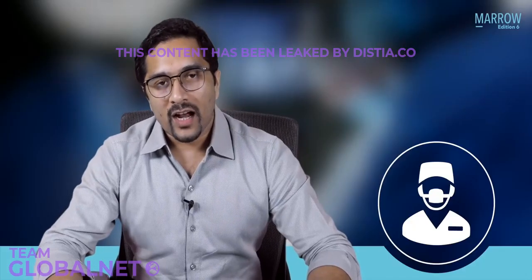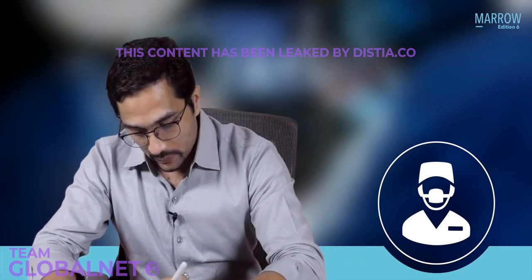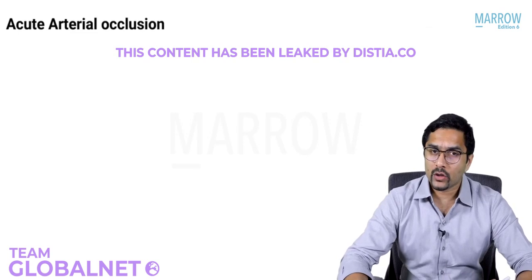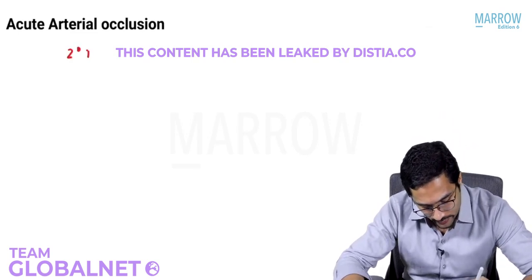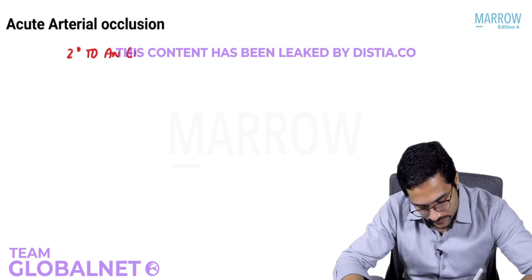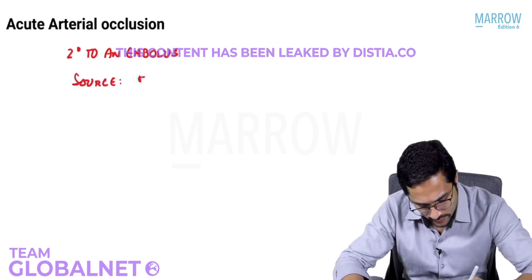So let's now talk about arterial disorders. And in arterial disorders, the first topic which we need to talk about is acute arterial occlusion. Now, acute arterial occlusion is secondary to an embolus, and the source of this embolus is usually the heart.